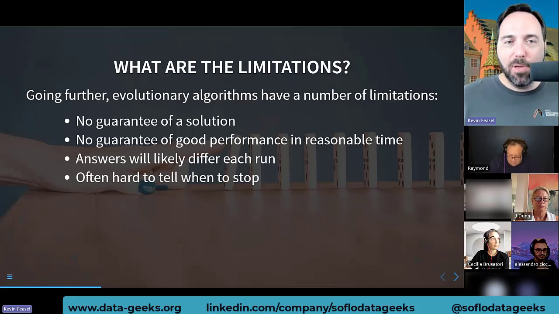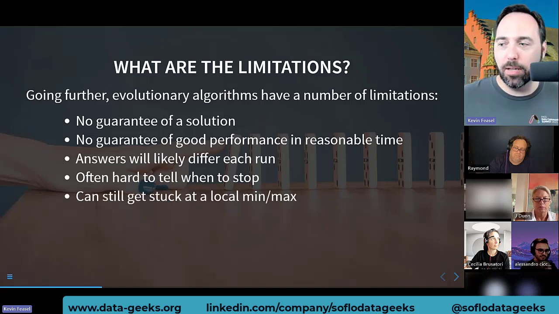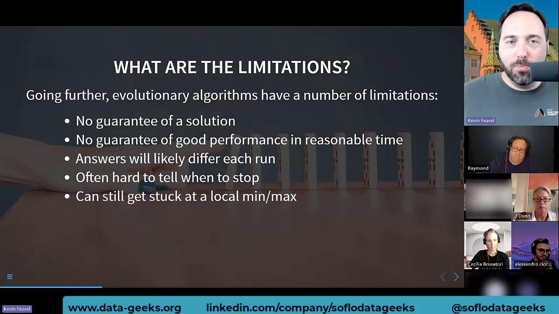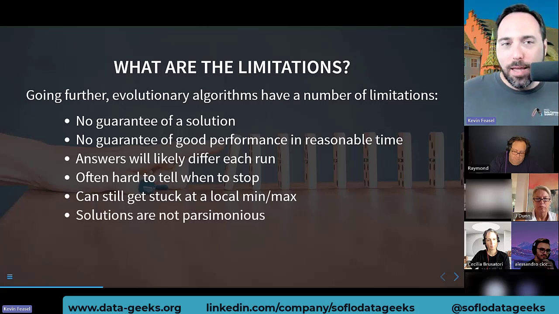It's hard to tell when to stop. It's hard to tell because we probably don't have a perfect answer. So, at what point are we at a good enough state? Or are we not going to get better at the very least? And even with all of this, we still might get stuck at a local minimum or a local maximum. So, we're not guaranteed to hit that global min or max. And our solutions, as I'll show just a little bit, tend not to be parsimonious. There tends to be a simple, clever answer that an evolutionary algorithm may get, but probably won't.